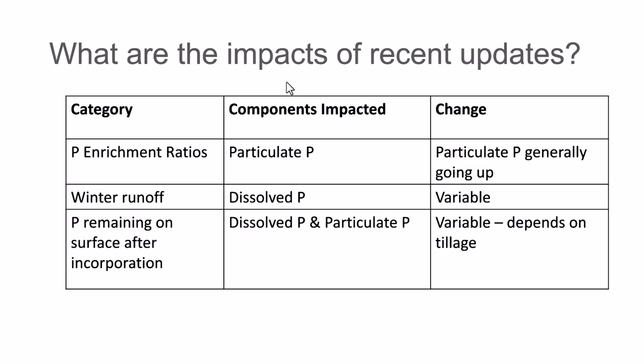It's the same for the amount of phosphorus remaining on the surface after incorporation. That particular component of the model has an impact on both the dissolved and the particulate P fractions, and it really depends on which of those tillage categories you're using, whether you see a large increase or a decrease in your phosphorus index.